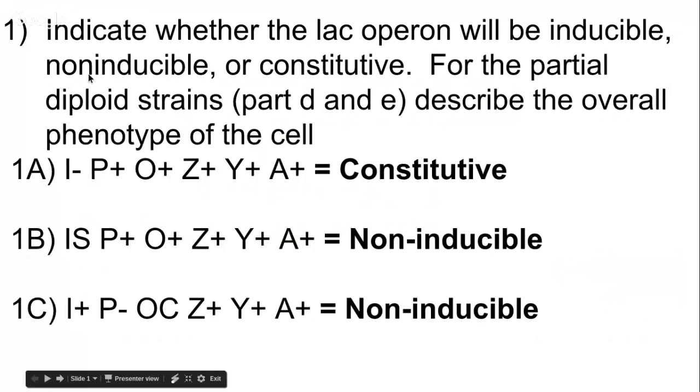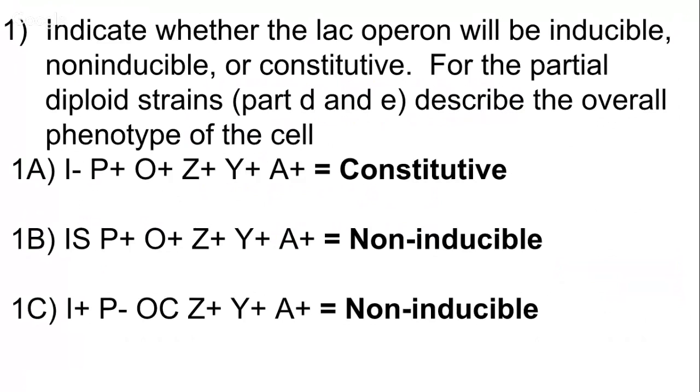For part A, our chromosome is going to be constitutive because the lac repressor will not be being made, so the gene will always be turned on. For part B, it'll be non-inducible because the lac repressor can bind to the LAC-O site, but it can never be released because the allolactose will not bind to the repressor to release it.